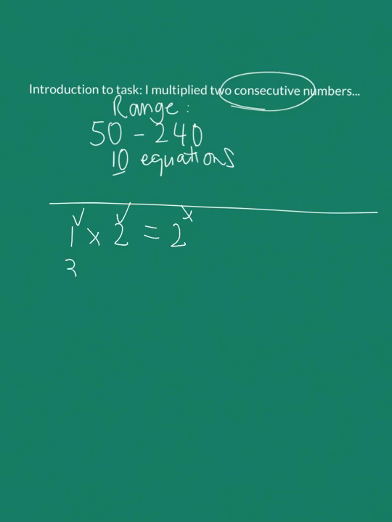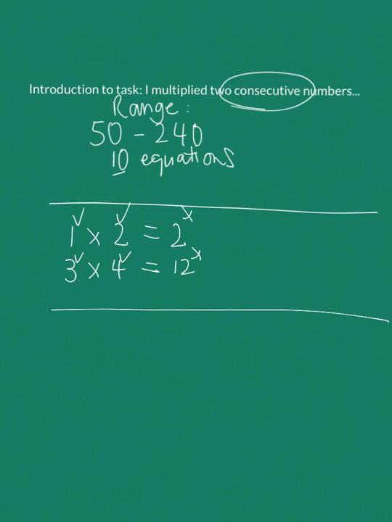What about 3 times 4? Oh, you should know the answer to that. 3 times 4, 3 and 4 is consecutive, and the answer is 12. So we're getting a little bit closer, but still not there. Let's take a bit of a jump.